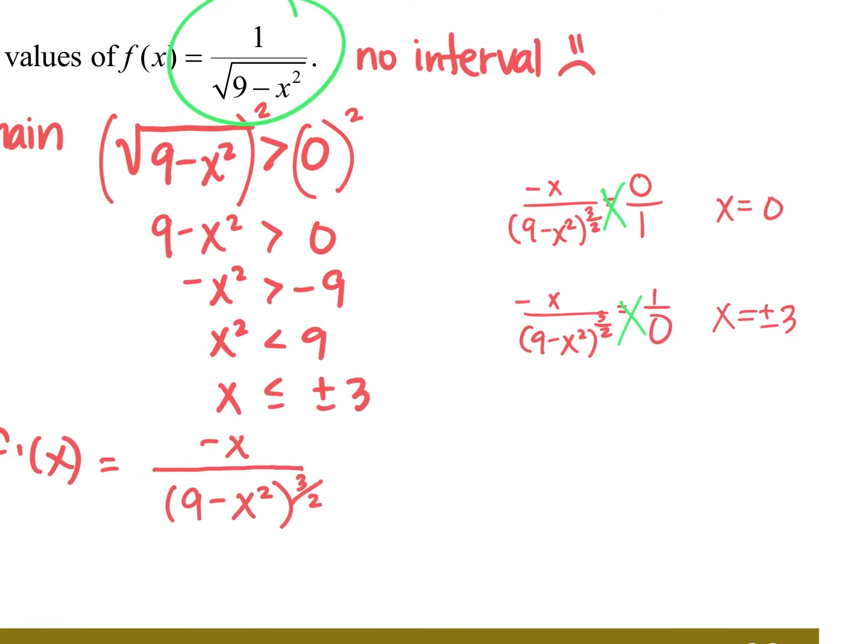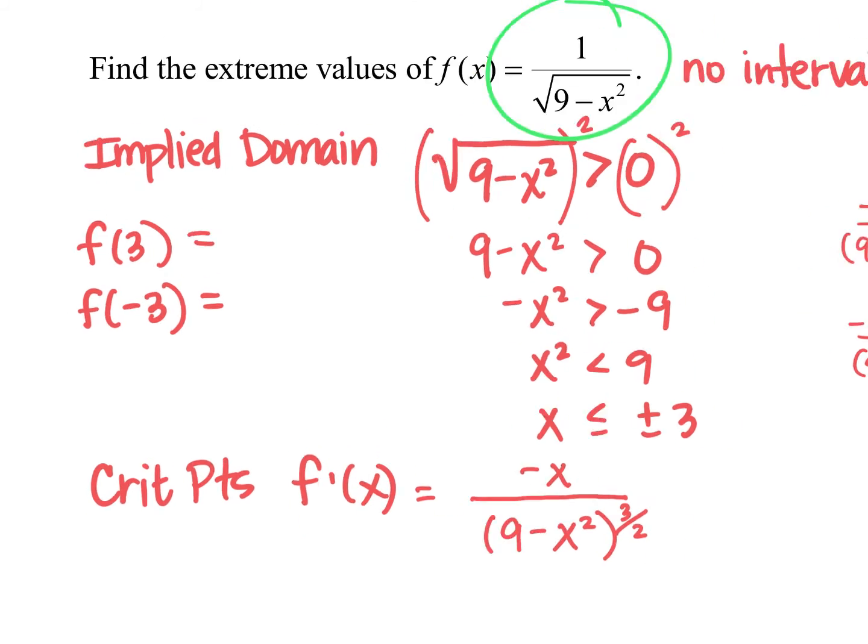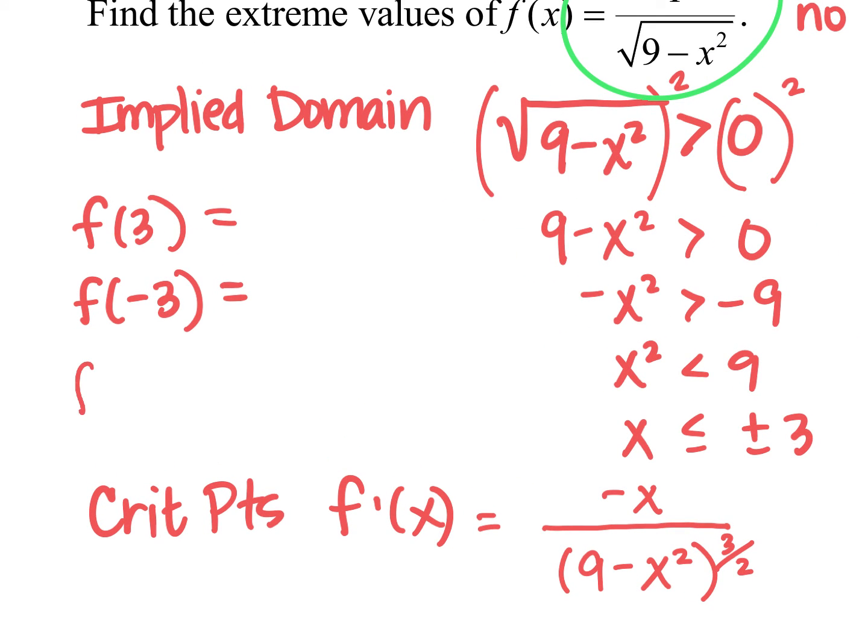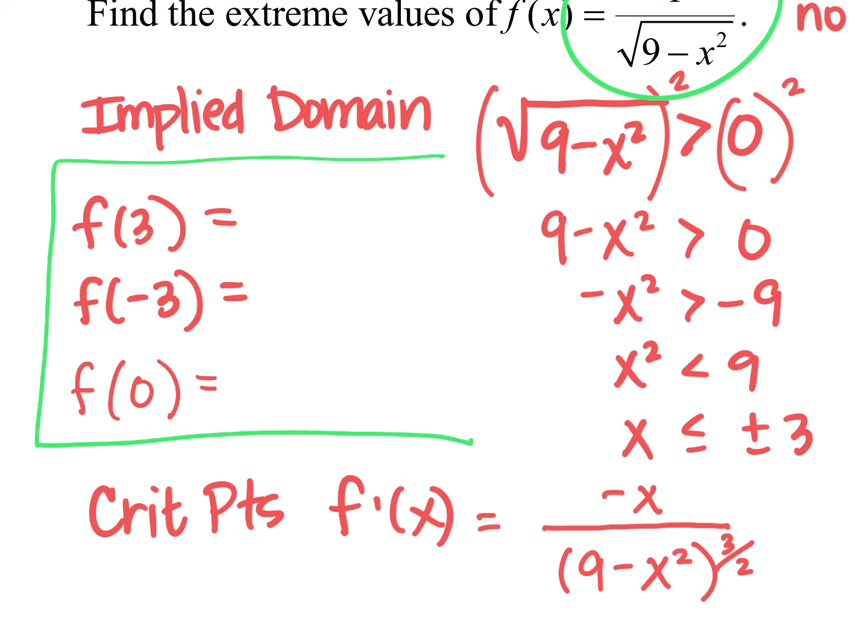So after all that work, I now have 3 things to check. I have f of 3, I have f of -3, and I have f of 0. So I'll check all of those, and you can use your calculator to do it because you're working with square roots. Okay, but you can plug your value in and check those and then compare what's my max and what's my absolute min.